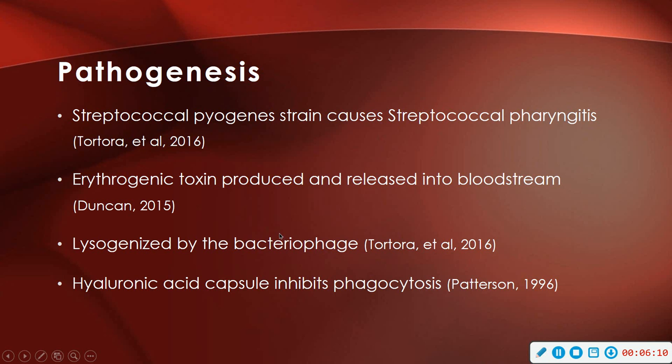Then it goes through lysogenicization by the bacteriophage, which means that the genetic information of that bacteria virus is going to be incorporated into the bacteria's chromosomes, so its characteristics are altered. Once that happens, it creates this hyaluronic acid capsule, which stops phagocytosis from happening. It's going to resist it.